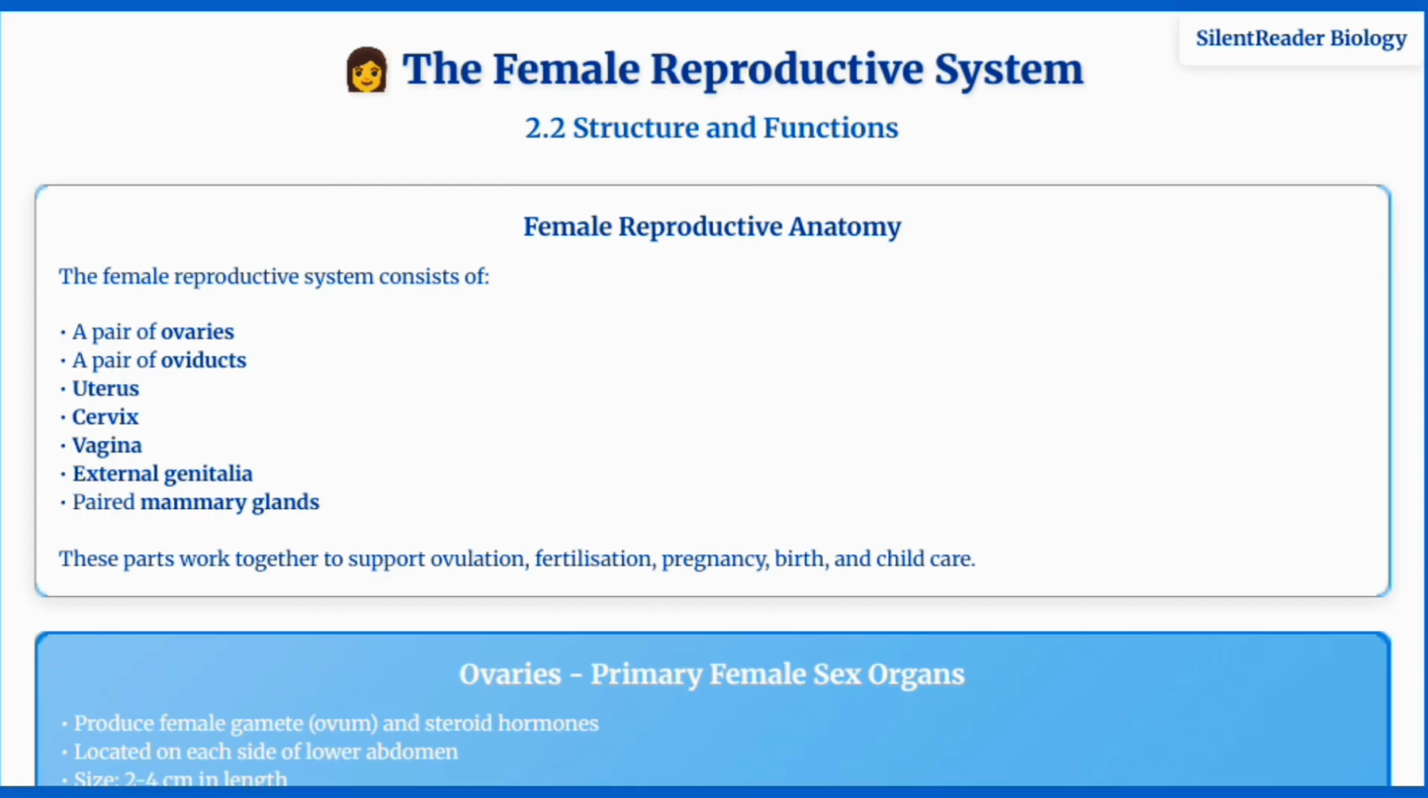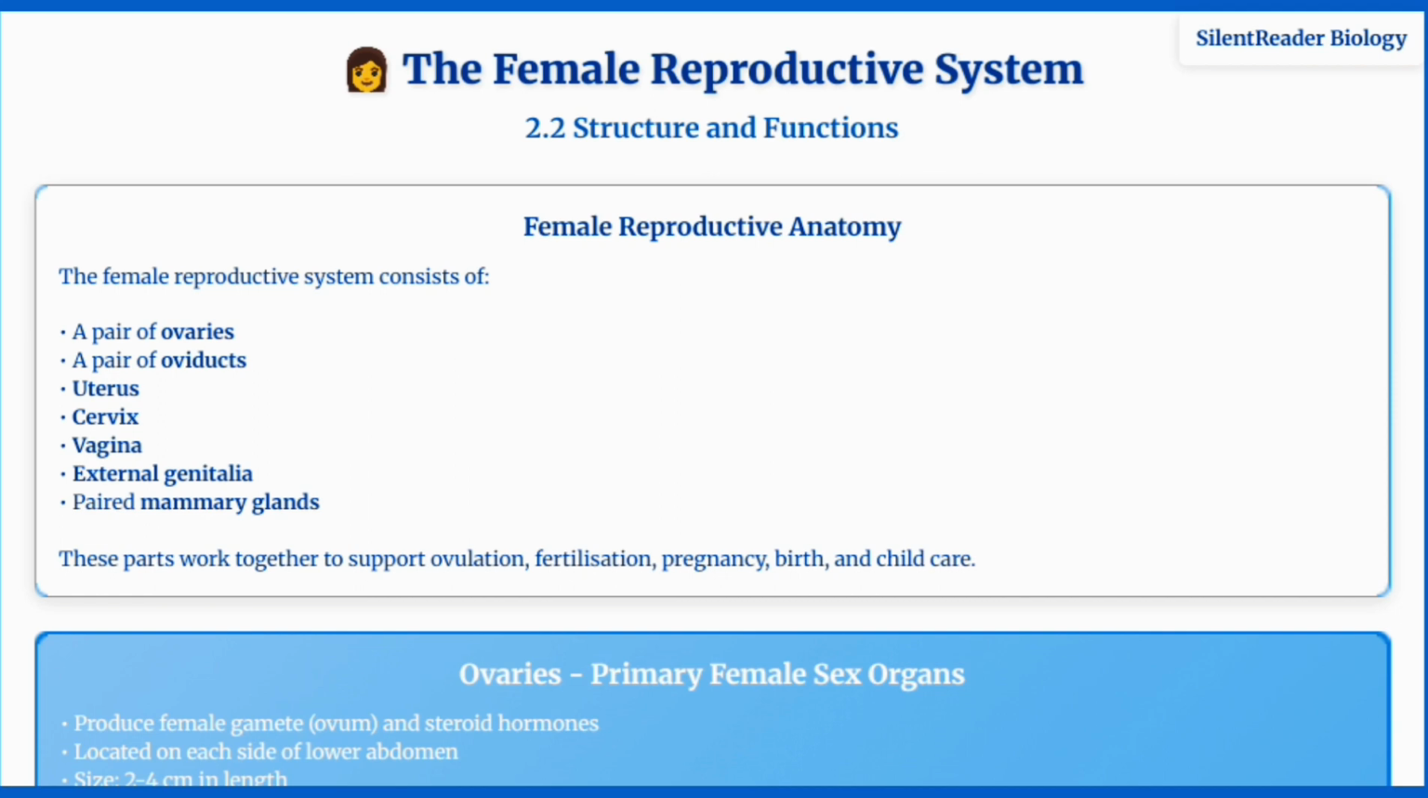Each ovary is about 2 to 4 centimeters long and connected to the pelvic wall and uterus by ligaments. The ovarian structure includes a thin epithelial covering enclosing the ovarian stroma, which is divided into a peripheral cortex containing the developing follicles and an inner medulla.